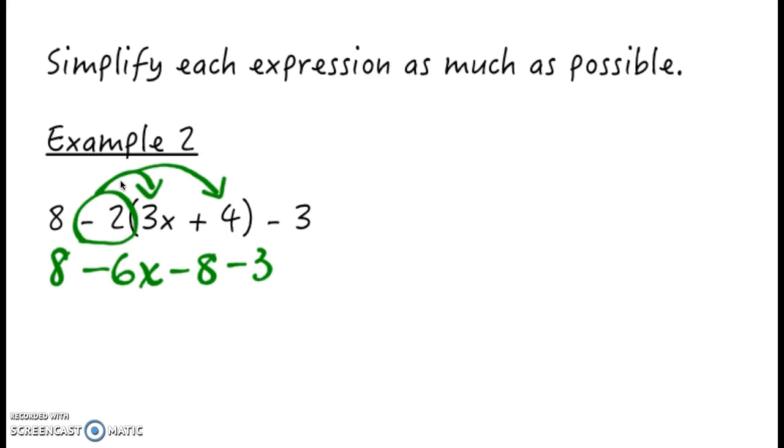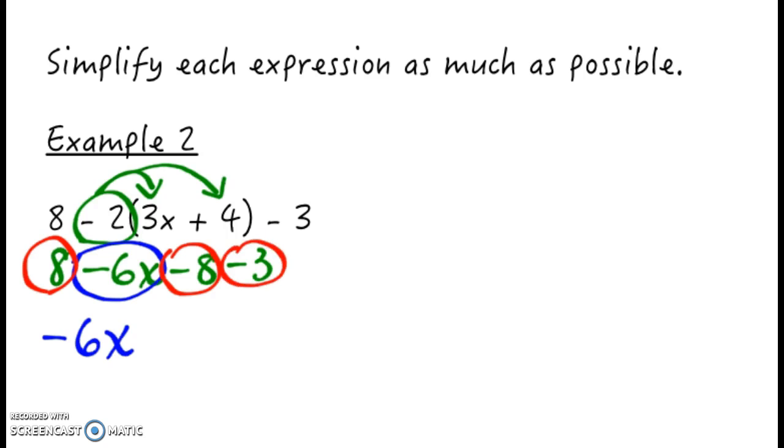After that, same thing. I'm going to look for my like terms. So it looks like negative 6x is kind of all on its own. It has nothing that goes with it. So I'm going to write negative 6x just down. And then for my constants, my numbers, I've got 8, negative 8, and negative 3. Well, 8 and negative 8, I'm zeroing out, and I just have a negative 3 left over. So I have negative 6x minus 3. No like terms, so you're done.